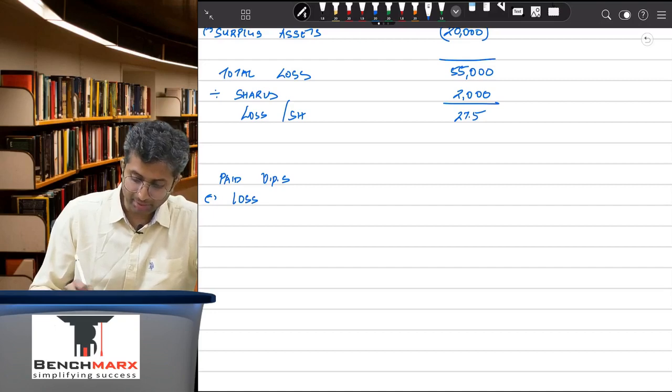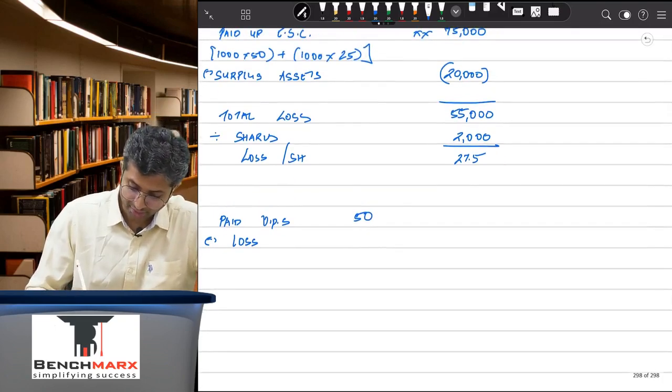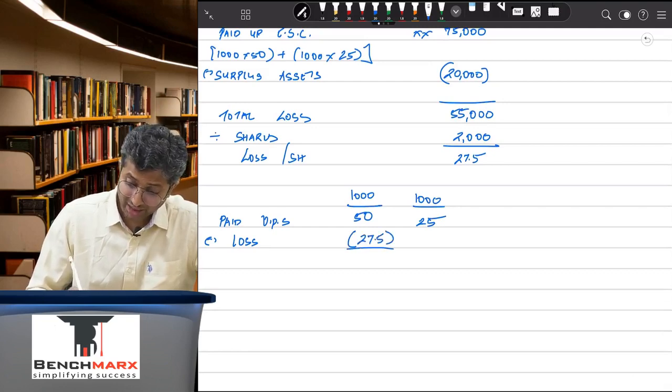So whatever the paid up value is, against that you have to share the loss. So this is 50 rupees. For the first 1000 shares, 50 rupees is a paid up value. For the next 1000 shares, only 25 is a paid up value. So out of 50, 27.5 is a loss, and hence for the remaining 22.5, there will be a refund.